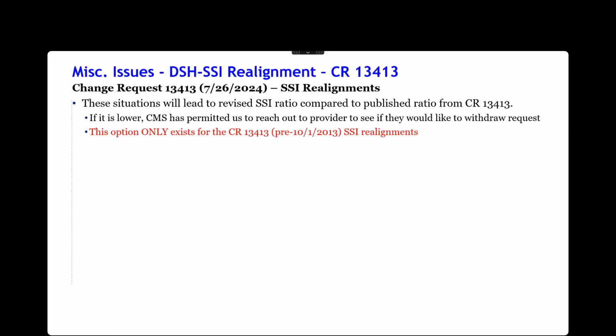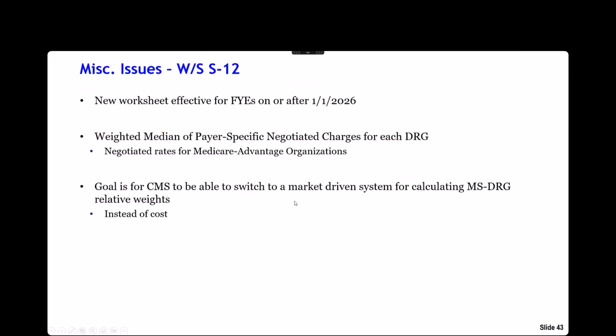So that's the somewhat new bit of information we got from them. I guess it could have been implied from the CR. I just didn't quite read into it that much. And again, that option only exists for those special SSI realignments. You can't use that for the new after 10/1/13 realignments. You have to do your own due diligence up front to determine whether you think the realigned ratio is higher or not. And at that point, you're taking the risk that if it is lower, you're stuck with it. But for these older ones, we have the option to pull it back.